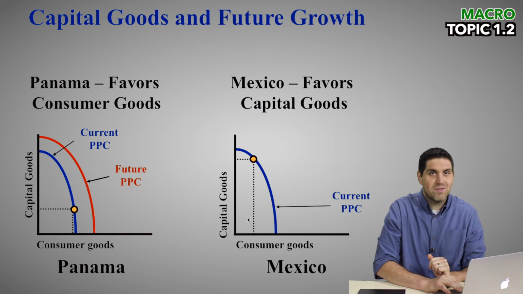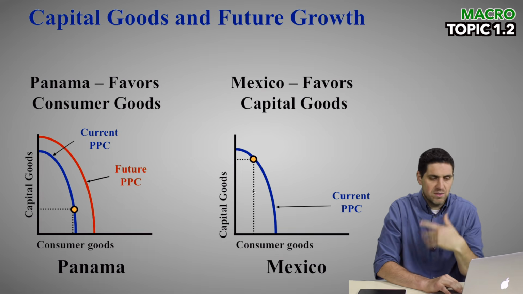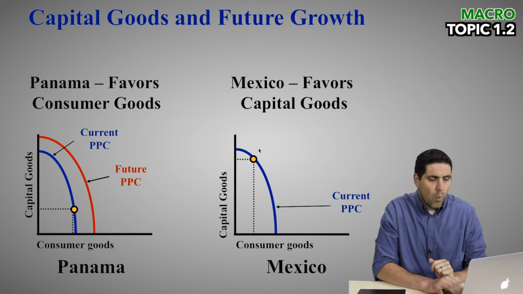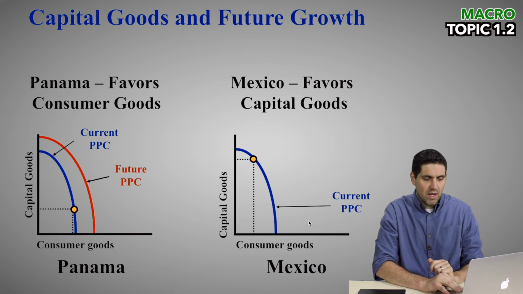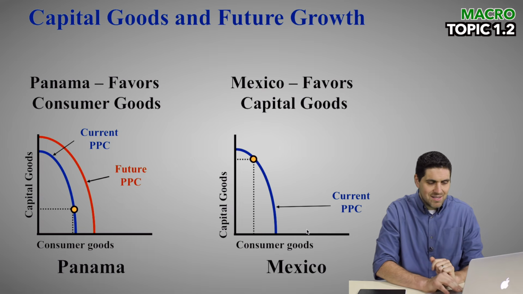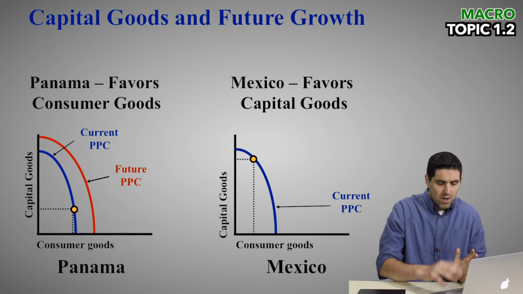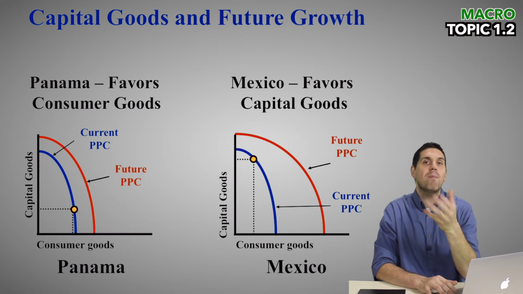Less consumer goods, which sucks. They're getting fewer bananas and clothes and stuff like that, but they are getting a whole lot more capital goods. The question is, what's the future curve going to look like for Mexico? Is it going to be the same distance out as Panama? Is it going to be farther out? Is it going to be less growth? Well, it's right here. There's going to be way more growth.